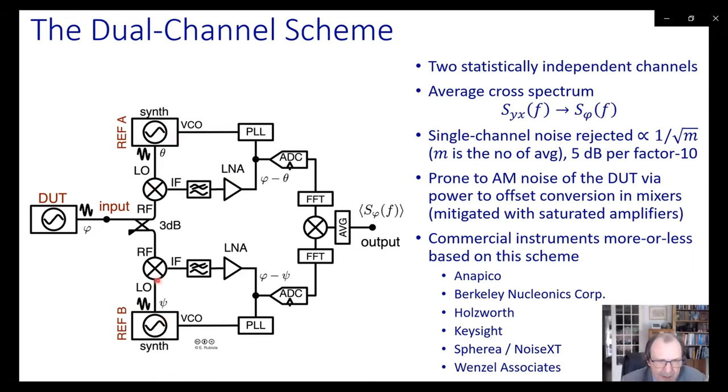This is just a PLL as before. The other PLL as before, we have analog to digital conversion, analog to digital conversion, FFT, and spectral analysis. I'll describe later what happens here. For now, keep in mind that when you average on M acquisitions here, the background noise of this machine, I mean synthesizers and mixer, is rejected by a factor proportional to 1 over a square root of M. So it takes a factor of 10 more averages to have a 5 dB rejection.